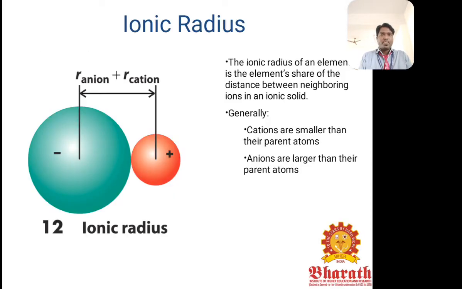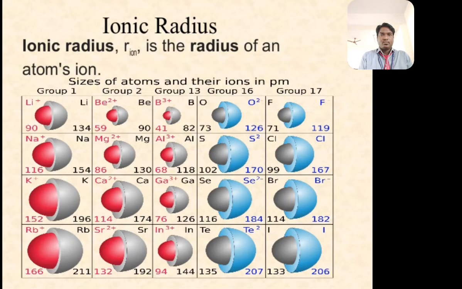Ionic radius. The ionic radius is half of the distance between neighboring ions in an ionic solid. Generally, the cation is smaller than the parent atom. The anions are larger than their parent atoms. The size of atoms and their ions in picometers. That is the ionic radius of atoms.